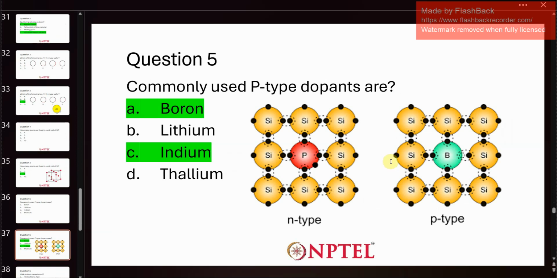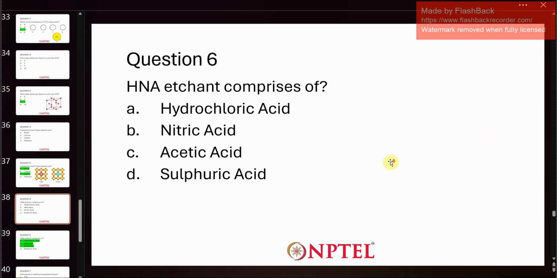For the p-type, only 3 electrons have to be in the outermost shell, so those are from the boron group. And for the n-type, they have to have 5 electrons in their outermost shell, that is from the nitrogen group. It's nitrogen, phosphorus, and all the other materials from the nitrogen group.